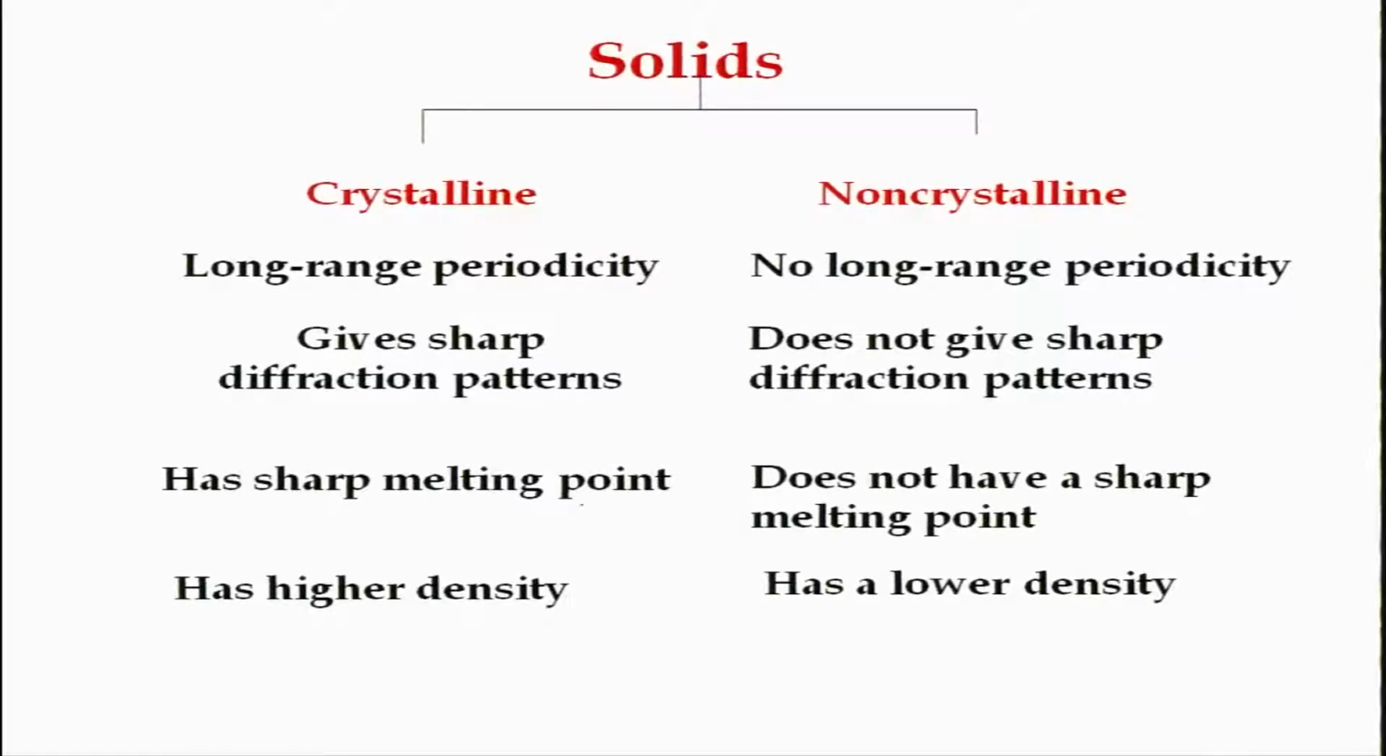They have a typical melting point. Melting point is well defined. Sharp melting point means well defined melting point. So, for example, aluminum has a melting point of 667 degrees centigrade. It is a well defined melting point. Copper has a melting point of 1083 degrees centigrade. It is a well defined melting point.